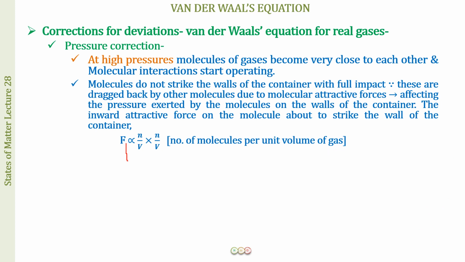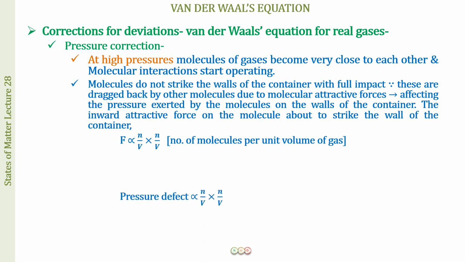So the inward attractive force is going to depend upon the number of moles per unit volume into the number of moles per unit volume. Why? It is because first, the inward attractive force is dependent upon the density of the gas. The more the density of the gas, the more the inward attractive force. Plus it is also dependent on the density of the gas for another reason: it is going to increase the number of collisions per unit volume. Fine, I hope this is clear.